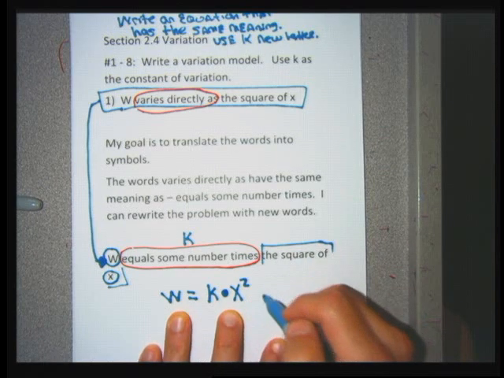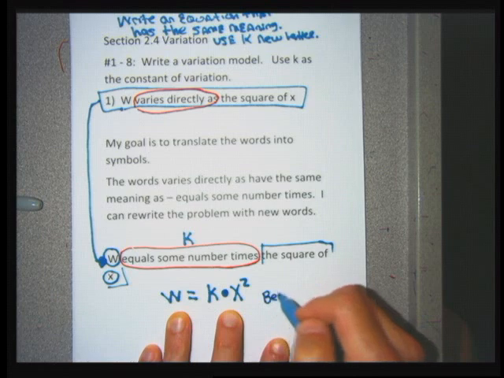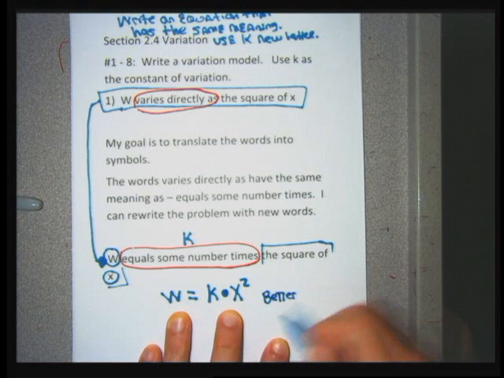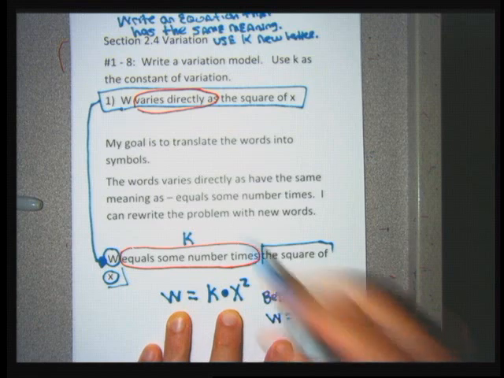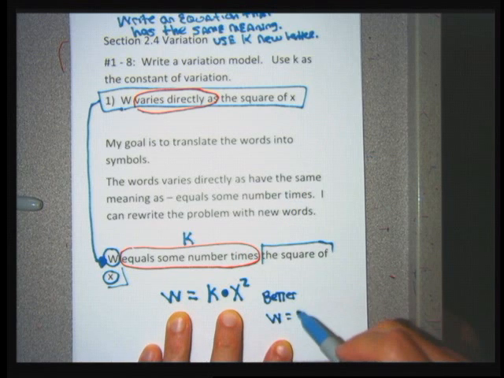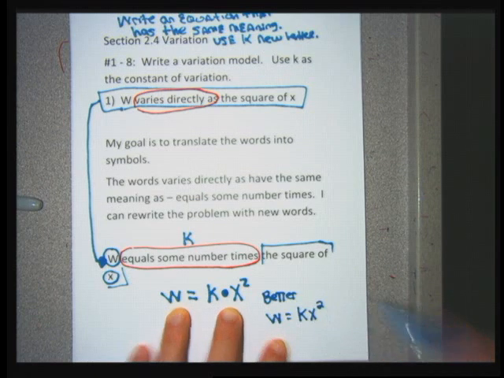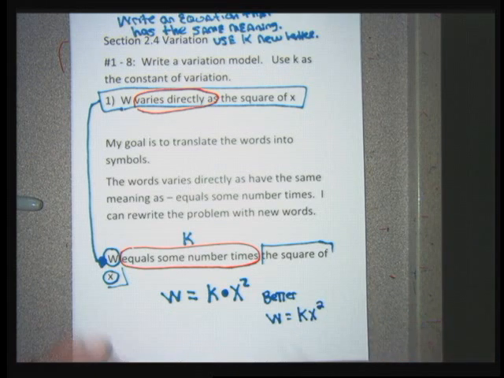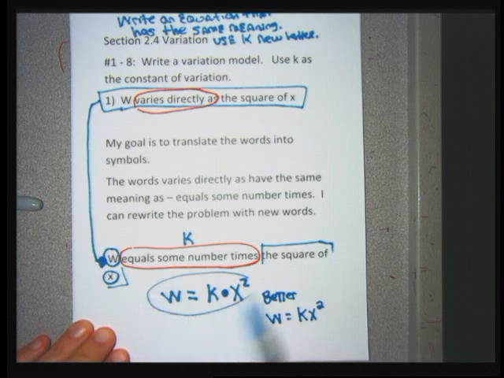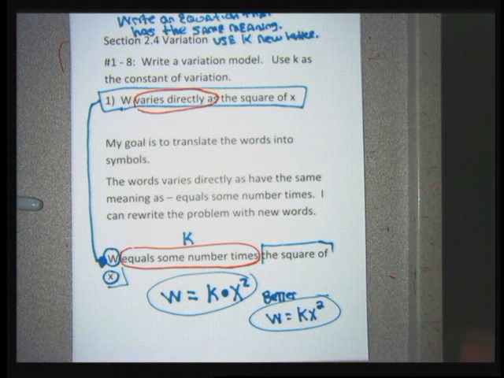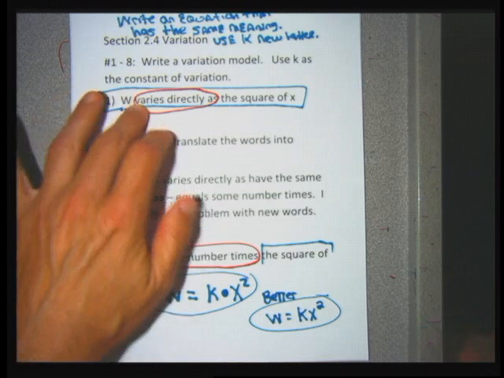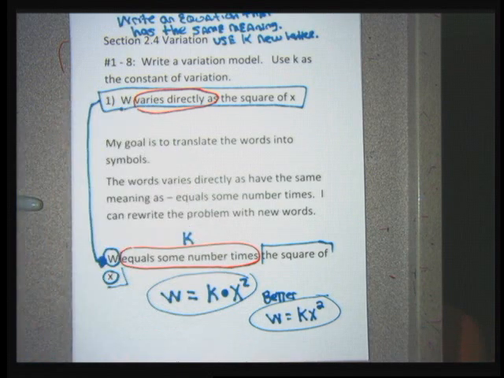It would be better if I didn't have the times sign between the k and the x squared. I wrote the times sign there because I saw the word times, but if I wrote the k and the x squared next to each other, it would mean times anyways. So both of these would be correct answers for problem 1. That's an equation that has the same meaning as the initial statement. I used k for the letter that I had to introduce, and there isn't any more to do than that.